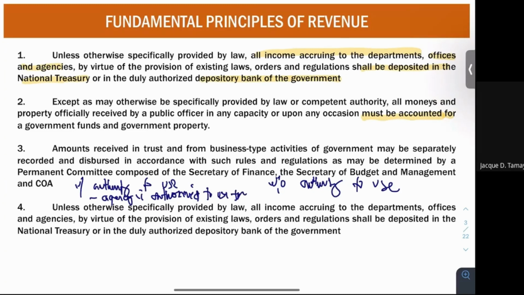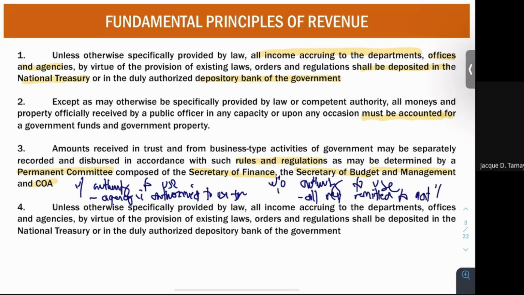But how do you use it? It is subject to, again, rules and regulations of a committee. And that committee is known as the permanent committee. And if you are asked, who composes the permanent committee? It is the Secretary of Finance, Secretary of Budget and Management, and the COA. And a while back, what I discussed in number one is the without authority to use. So this is the general rule wherein all revenues must be remitted to the national treasury.